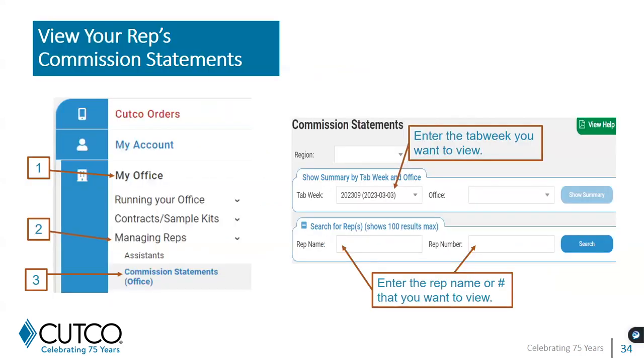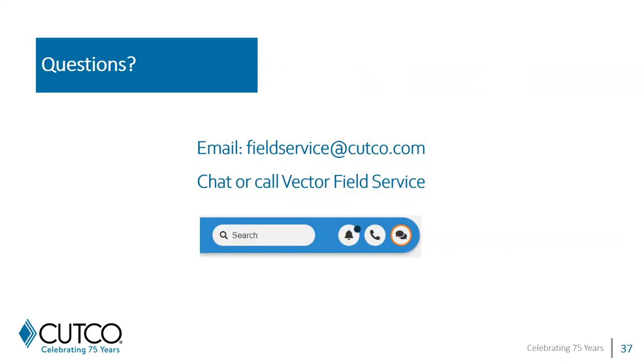Managers can view the commission statements for each rep working out of their office. Go to My Office, Managing Reps, and then Commission Statements. If you ever have any questions in regards to your commission statement, you can email, call, or start a chat with field service from any location on Vector Connect.